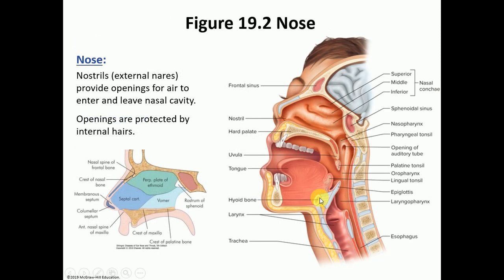Here again, you can see the different parts. We have not talked about the nostrils, which is basically the anterior opening of the nasal cavity. And there are internal hairs in that area that also protect the entrance. As we go back towards the exit of the nose, that'll take you to the nasopharynx.